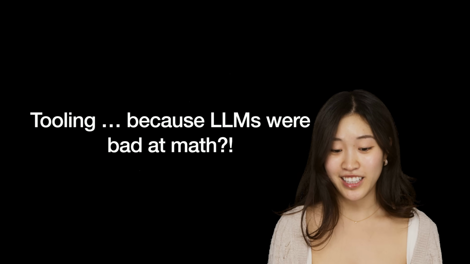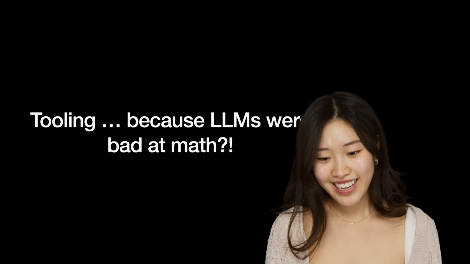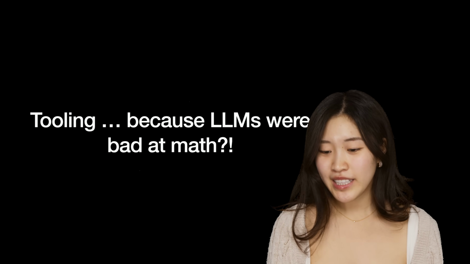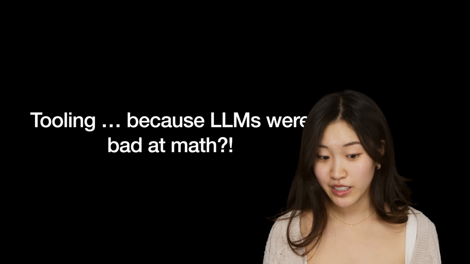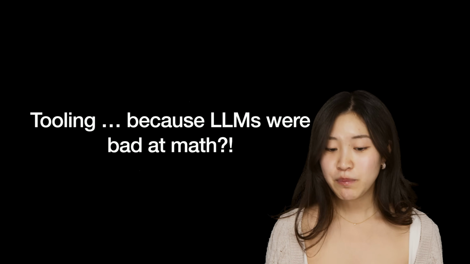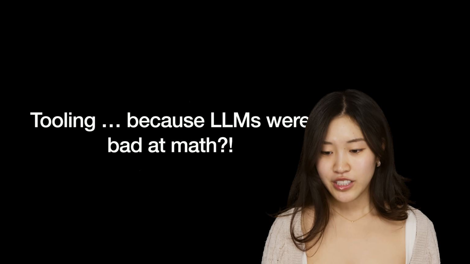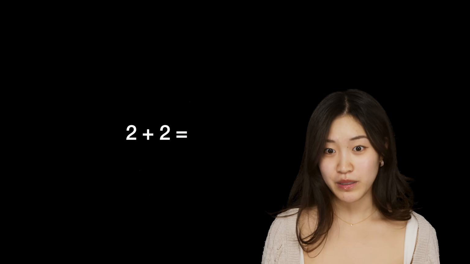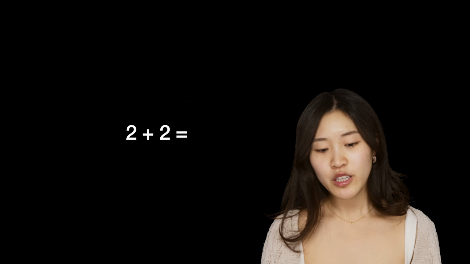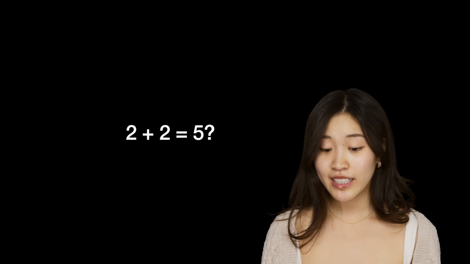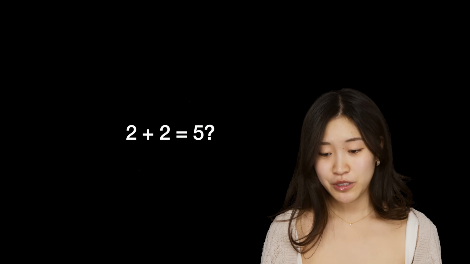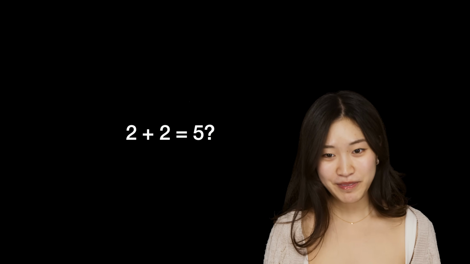Similarly, tooling was introduced to improve the abilities of LLMs, especially when it comes to math. And this might sound surprising, but early LLMs were actually pretty bad at math. And the reason is that LLMs don't really think or calculate the way humans do. And as we learned, they're essentially predicting the next word based on patterns in their training data. So instead of actually solving a math problem like 2 plus 2, the model was just making its best guess at what the next answer should look like, which, as you can imagine, often went wrong.